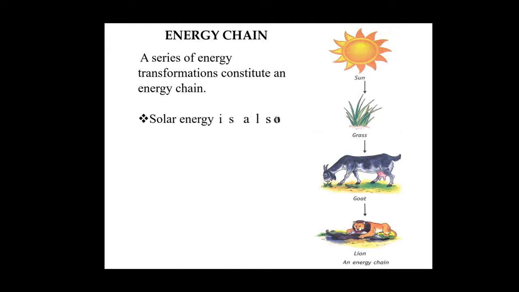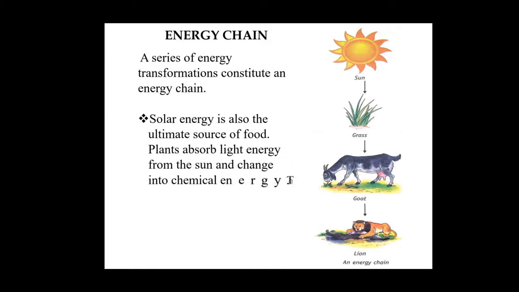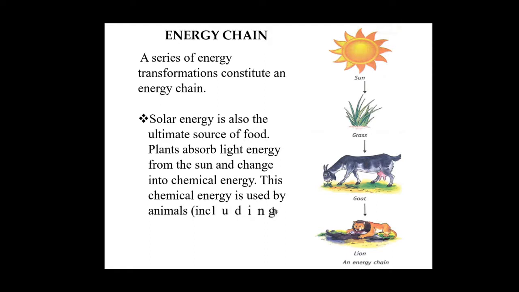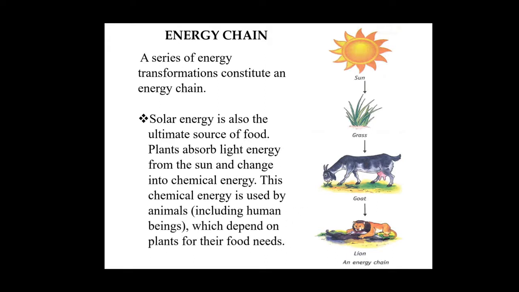Look at here. Solar energy is also the ultimate source of food, and plants absorb light energy from the sun and change into chemical energy. This chemical energy is used by animals, including human beings, which depend on plants for their food needs.